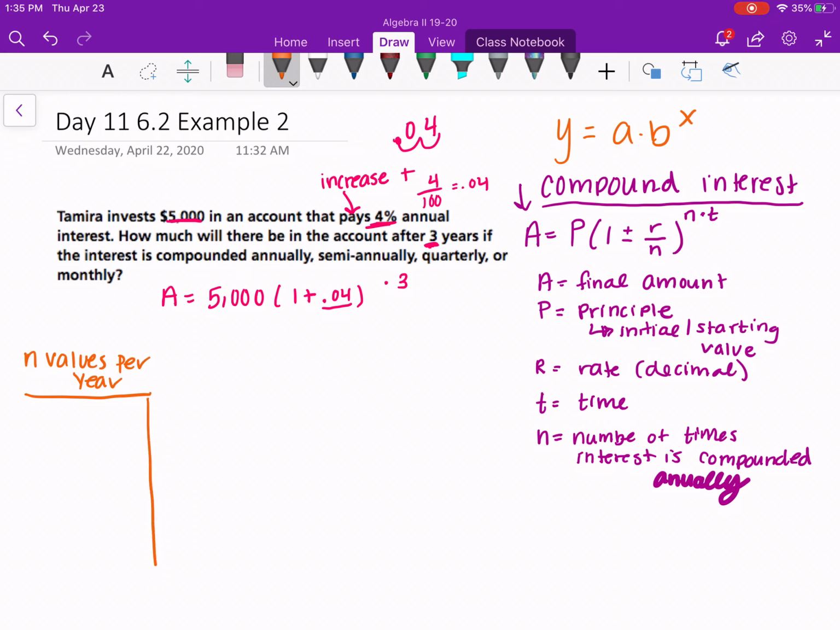So if something happens annually, how many times per year does that happen? Your birthday is annual. Christmas is annual. How many times does something happen per year if it's annual?